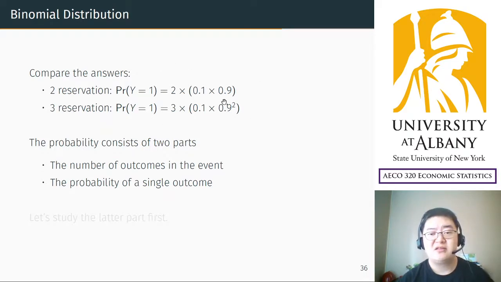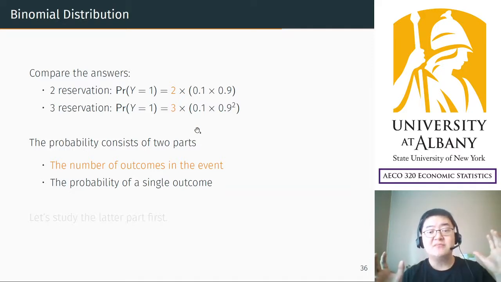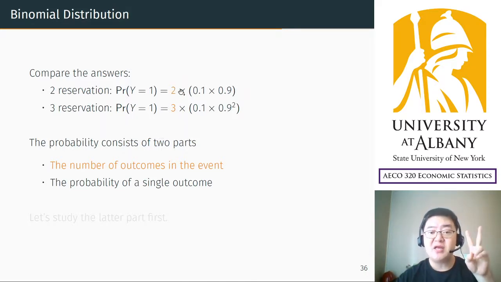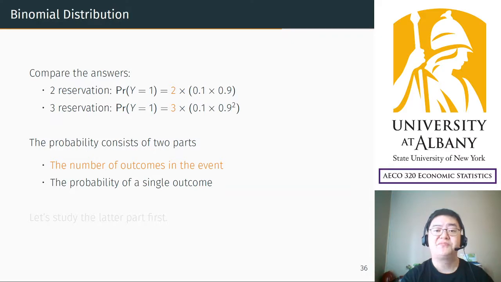we may disassemble these probabilities into two parts. First, the number of outcomes in the event. So we have two and we have three because there are multiple outcomes included in this event, y equals 1. Y equals 1 included two possible combinations when there are two reservations, and three possible combinations when there are three reservations. So 2 and 3 are the numbers of combinations that satisfy y equals 1.